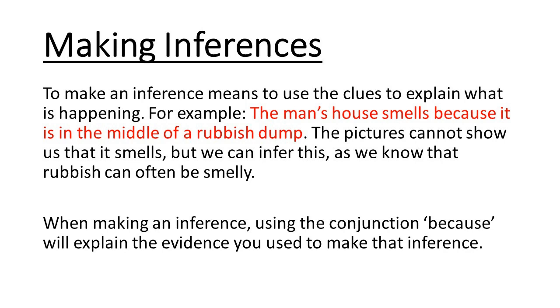For example, the man's house smells because it is in the middle of a rubbish dump. The picture cannot show us that it smells, but we can infer this as we know that rubbish can often be smelly. When making an inference, using the conjunction because will explain the evidence you used to make that inference.